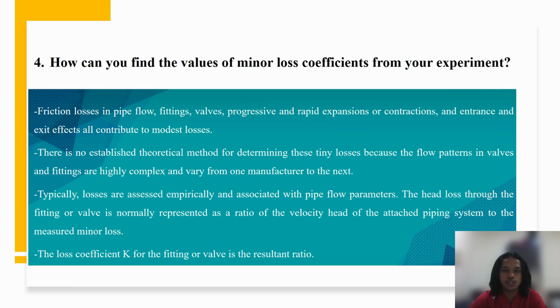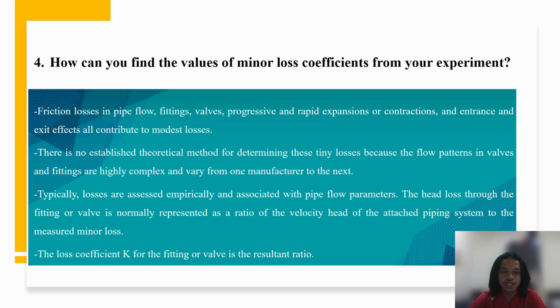Next slide is question number 4. How can you find the values of minor loss coefficient from your experiment? In addition to skin friction losses in pipe flow, fittings, wall progress, rapid expansion or contraction, and entrance and exit effects all contribute to minor loss.